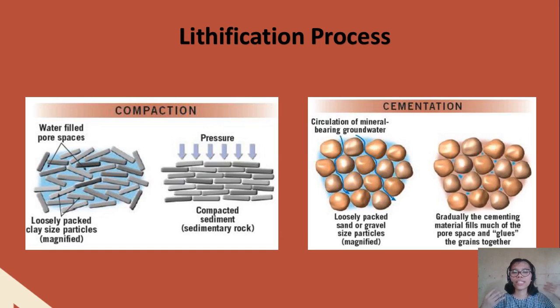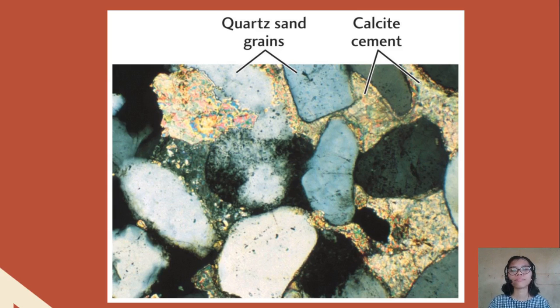Okay, so if a sediment eventually becomes a rock, we can say it is lithified. So therefore, lithification turns sediments into solid rock, and it involves the compaction of sediments and then the cementation of grains by minerals that precipitate from groundwater in the spaces between these grains. Okay, so we have here quartz sand grains and calcite cement.